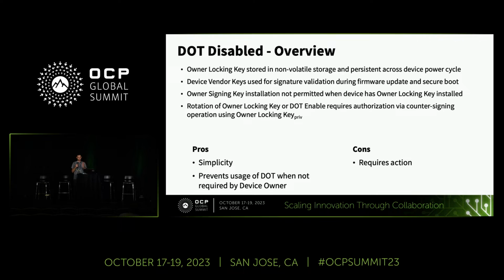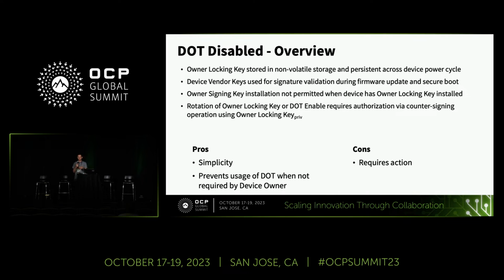We then use the device vendor keys for signature validation during firmware update and secure boot, and we explicitly disallow installation of the owner signing key when the device has the owner locking key installed. Put more bluntly, we've installed the owner locking key, we've locked it such that it only uses device vendor keys, and you're not allowed to install an owner signing key. And similar to mutable locking, rotation of the owner locking key or reverting back to the DOT enabled state requires authorization via that same authorized unlock operation that I explained on the prior slide.